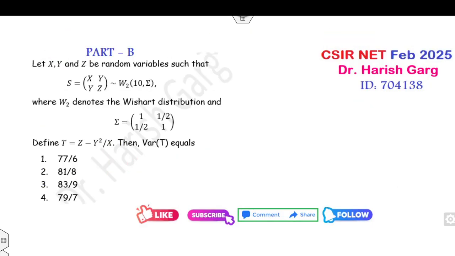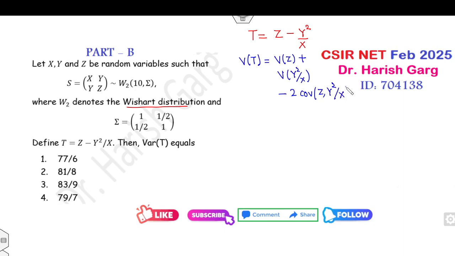Okay, look at another one, which is related to the Wishart distributions. That is again a very simple approach. Your target is to find the value of the variance of z minus y square over x. One thing to always remember, students: if you think about it, you can find the variance as variance of z plus variance of y square by x minus twice the covariance. Fine. That will take at least 15 minutes to get your answer.